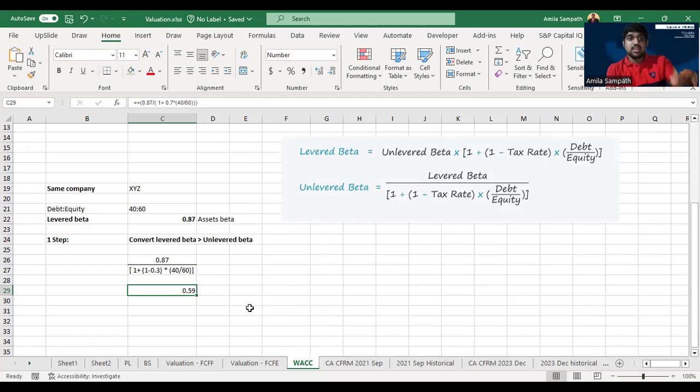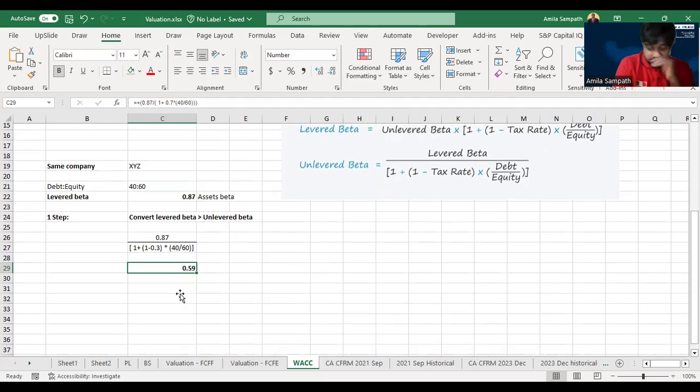If we finance 40% from debt and 60% from equity, then our beta is 0.87. That means our company volatility is high. But if we finance 100% from equity, then our beta is 0.59. That means it is less, so our risk is reduced compared to financing 40% from debt and 60% from equity. Okay, this is the first step. What is the first step? Convert the comparable company levered beta into the unlevered beta.